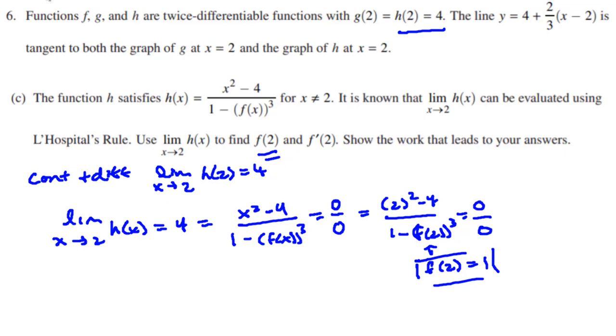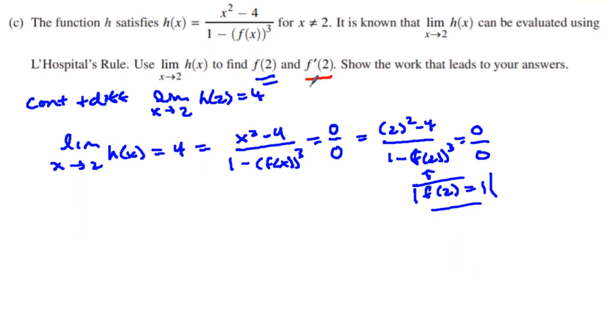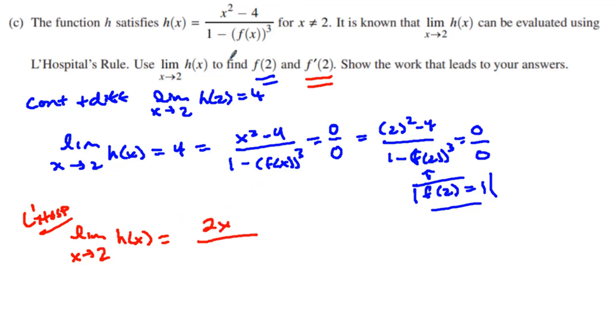Okay. Now we go on to the second part of the problem because I want to find out what f prime of 2 equals. Well, remember, I can use L'Hopital's rule, and I know the limit as x approaches 2 of h of x is equal to L'Hopital's rule. So I can take the derivative of the numerator. What's the derivative of x squared minus 4? It's 2x. What's the derivative of the denominator? It's 1 minus 3 f of x squared times f prime of x.